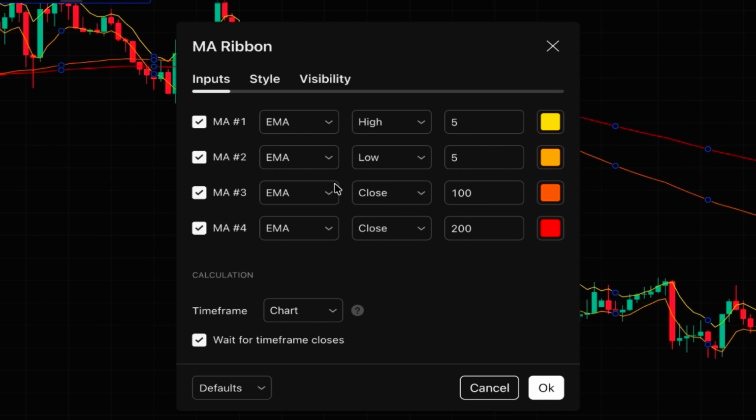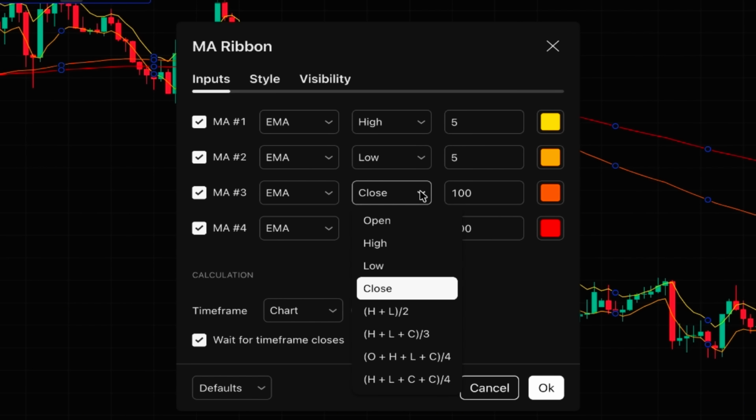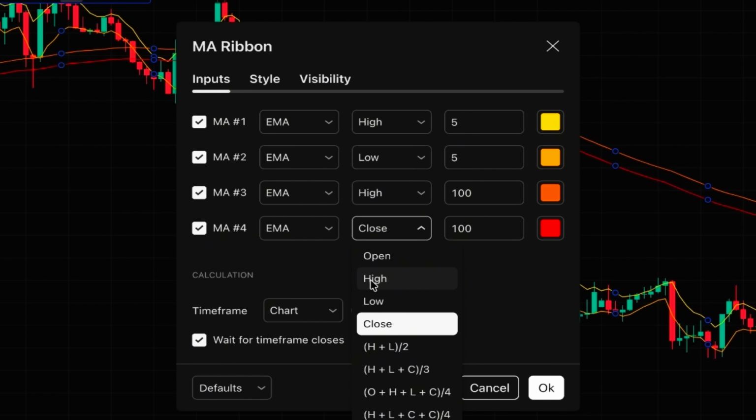So here we have 2 EMAs with the same length of 5, one based on high and the other based on low. Alright, for the third EMA, we set the length at 100. And for this EMA, we also set the length at 100. For the third EMA, for the source of calculation, we set it based on high, and for this one, it should be based on low.